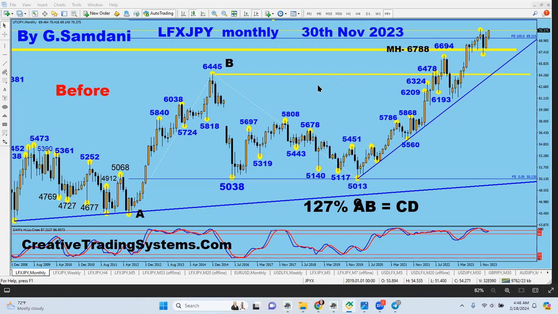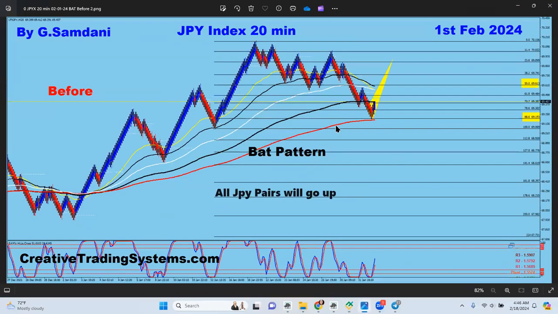Let me show you the chart. But I started from here. So on the first of February, I made this chart and it is a bad pattern. I forgot to mark all the numbers. So the first pullback is 50%, and then the second is at 88%, and it bounced from there. So it's a bad pattern, right?